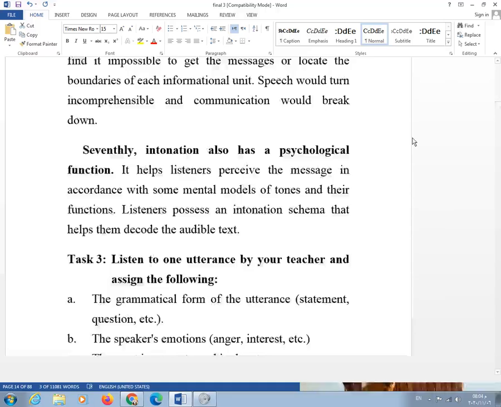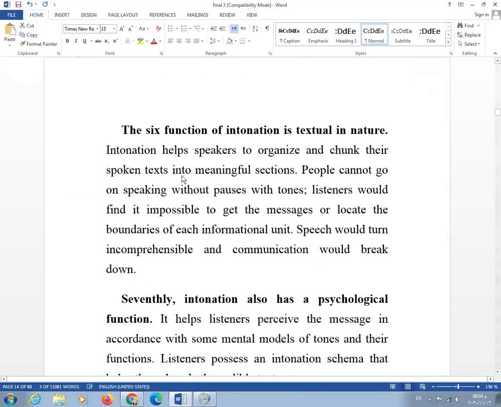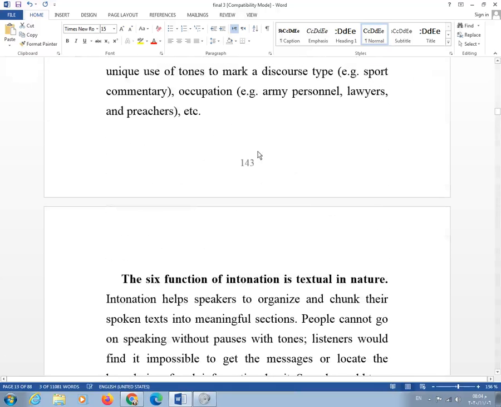Yes, it's okay. Now let's move to another function, which is function number six, the textual function of intonation.